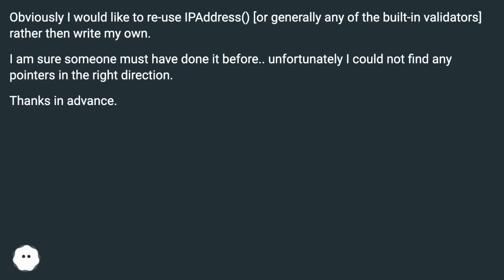Obviously, I would like to reuse IPAddress, or generally any of the built-in validators, rather than write my own. I am sure someone must have done it before. Unfortunately, I could not find any pointers in the right direction. Thanks in advance.